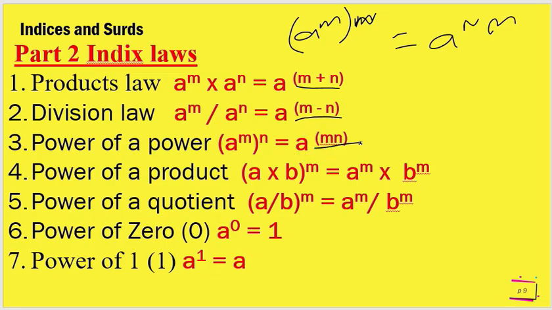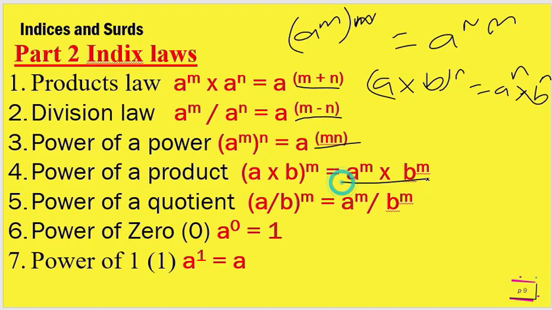The other row of indices is the power of a product. So we can have a multiplied by b raised to just one power. So this just means a power n, then multiplied by b power the same n.